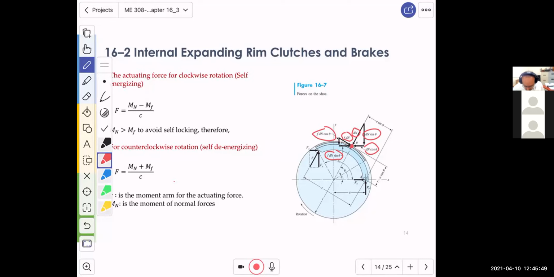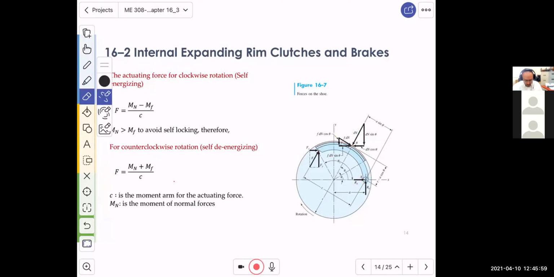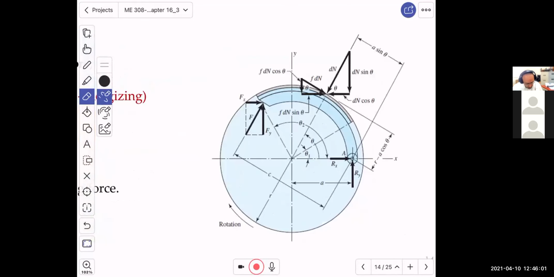And we know that the reactions are here, and we know that this is the actuating force. Good. Now, let me show you. I need to clean this again. I'm sorry, Shabab, going back and forth. Let me show you a little bit more detail.